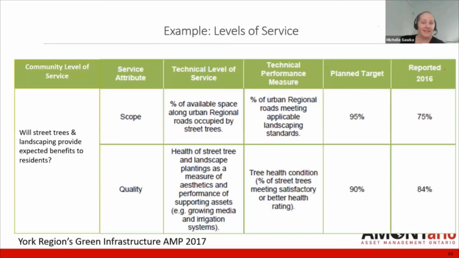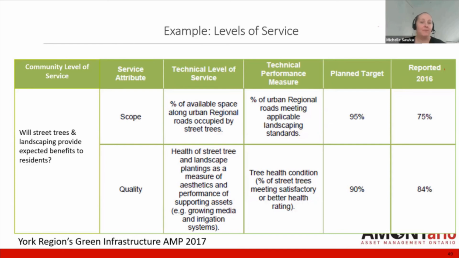All right, here's an example of levels of service from York Region. So they're assessing whether their streets and landscaping provide the expected benefits to residents. So to assess, they look at both the scope and quality of their street tree assets. So in terms of scope, they are measuring the percent of urban regional roads that meet their landscaping standards. And in terms of quality, they're looking at the percent of street trees meeting satisfactory or better health ratings. And so for both of these measures, they've outlined a target, and then they also have their current performance at the 2016 level.